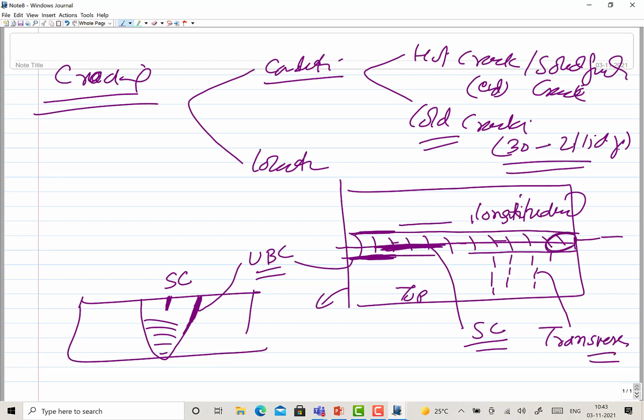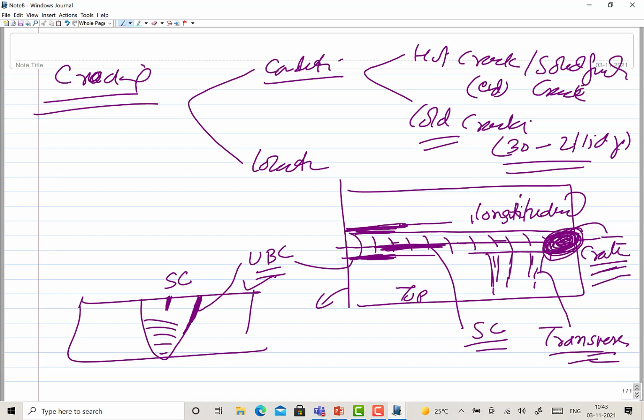If the crack is happening at the location where your weld has ended, say this is the last location of the weld, here you find a lot of cracks, so that will be the location of crater crack. So under bead crack is just below the bead. The cracks parallel to the welding axis are called longitudinal cracks. Cracks perpendicular to the axis of the weld are called transverse cracks. Cracks located at the crater location are termed crater cracks.